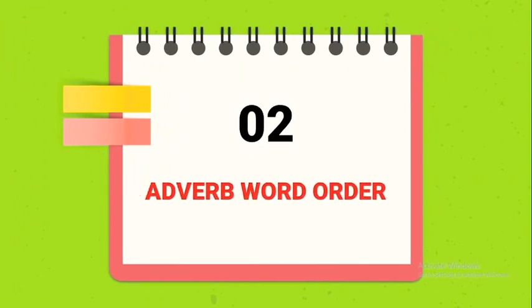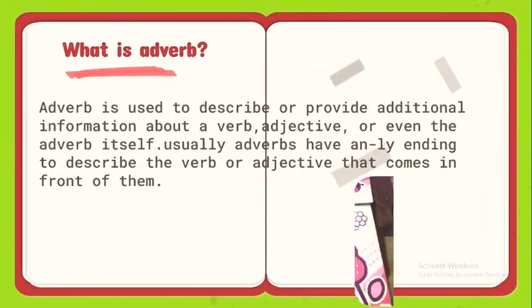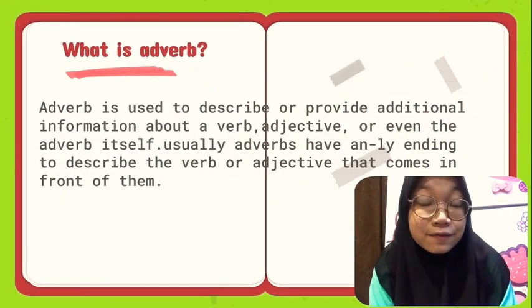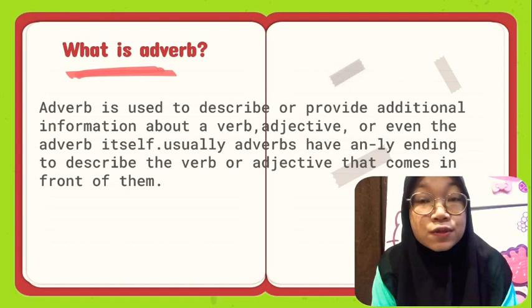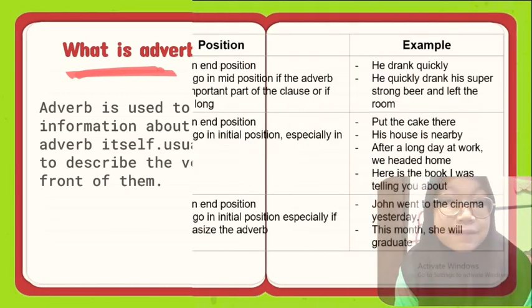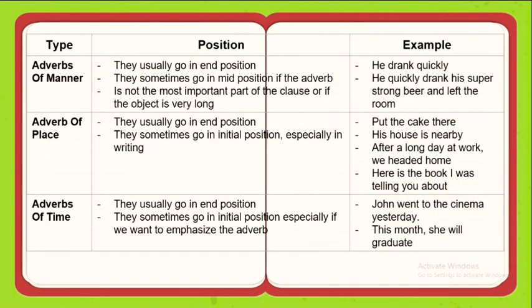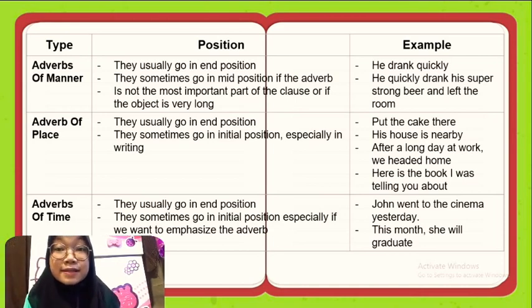Number 2. Adverb word order. What is an adverb? Adverb is used to describe or provide additional information about a verb, adjective, or even the adverb itself. There are 6 types of adverbs.